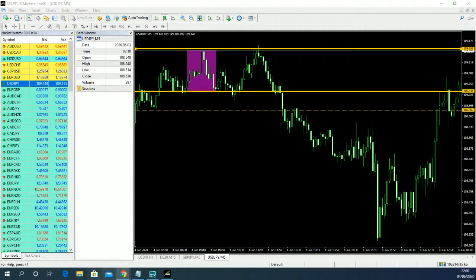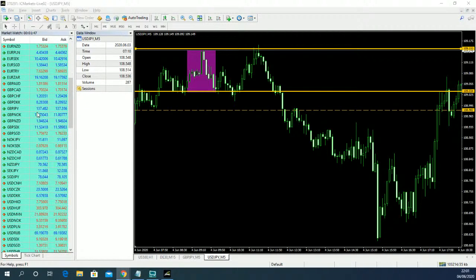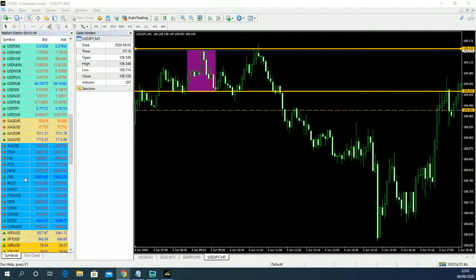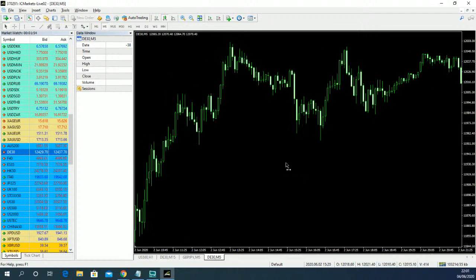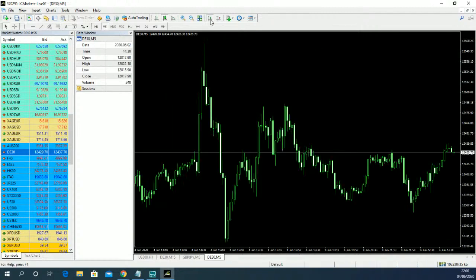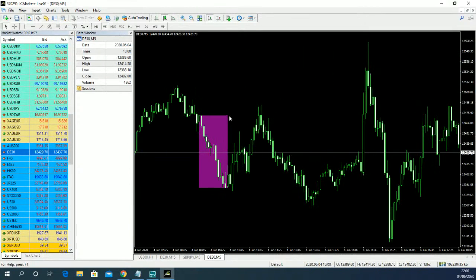All right, who wants to see something else? Ooh, German. Okay, let's see German, which is DE30. Okay, DE30, here we go. This is DE30 today, this is the box, and that's the box today.